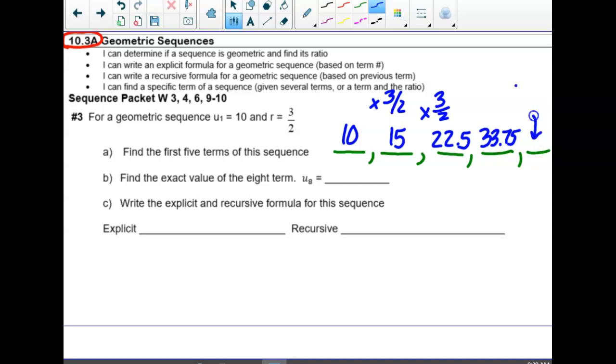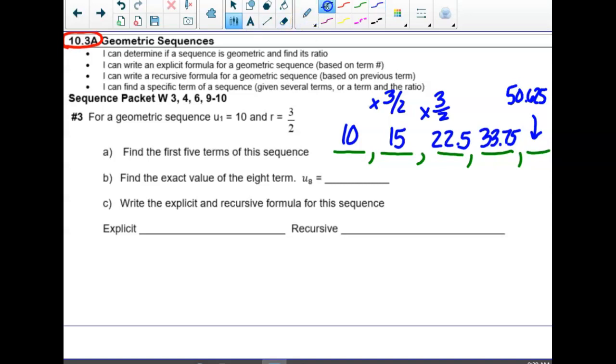Okay, so this last one is 50.625, and you don't want to round. You could change them to fractions. They might be easier to write as fractions, but it doesn't matter, as long as they're exact. All right, find the exact value of the 8th term. How would you do that?